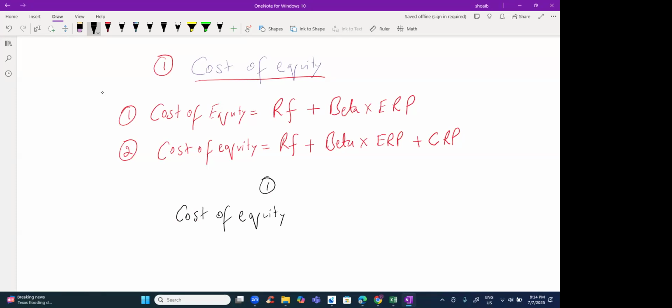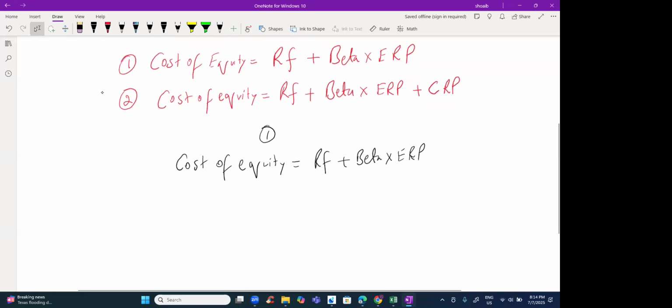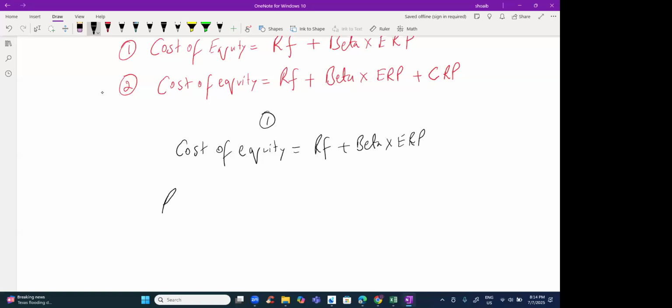If you are using this formula, and for example, select any country. Obviously, I belong to Pakistan, so we can take the Pakistan example. Currently, I am in Saudi, so we can also take the Saudi Arabia example. So where to take the risk-free rate?